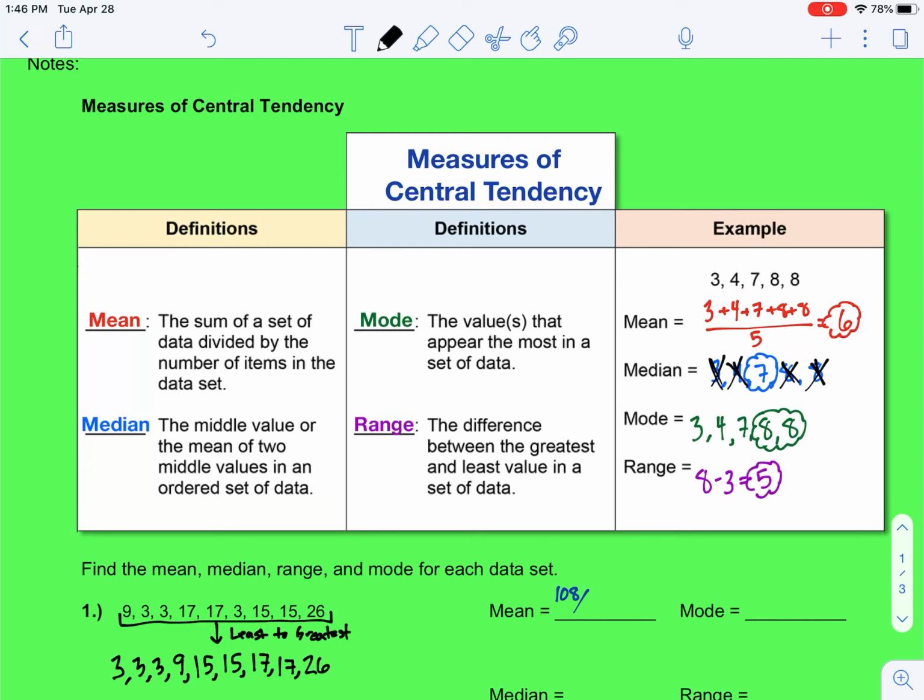So for instance, in this example, I have a 3, 4, 7, and 2 8s, so 8 is the mode. If I was to add in another 3 into that set of data, then my modes would be 3 and 8. Last but not least is the range. The range is just the difference between the greatest value and least value, so all you have to do is subtract. So if you take a look on the right in purple, my greatest value was 8, my least value was 3, so my range is 5 because 8 minus 3 equals 5.